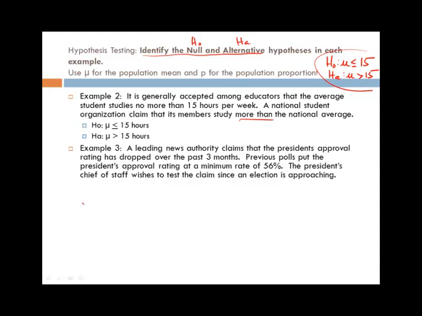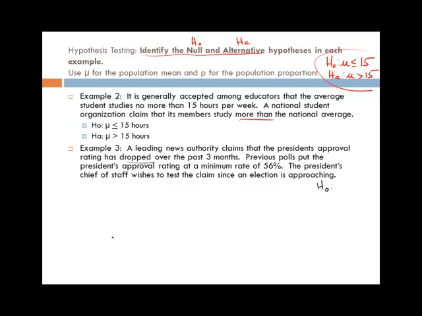A leading news authority claims that the president's approval rating has dropped over the past 3 months. Previous polls put the president's approval rating at a minimum rate of 56%. The president's chief of staff wishes to test the claim since an election is approaching. Okay, so what would the null hypothesis be in this case?